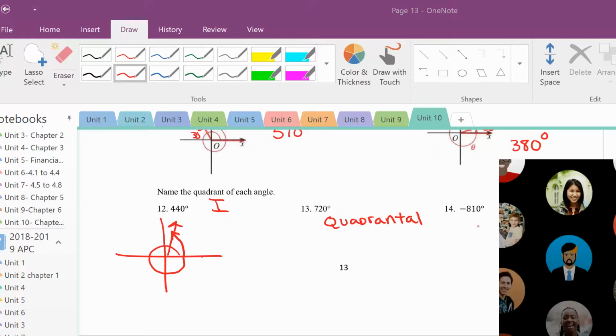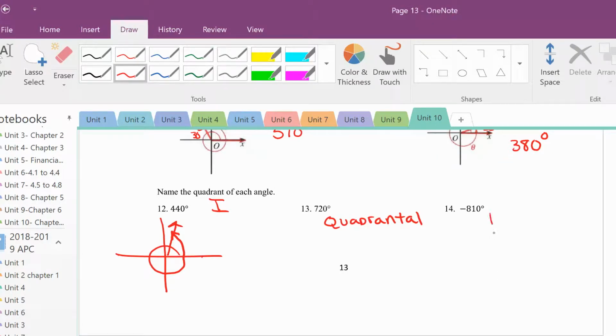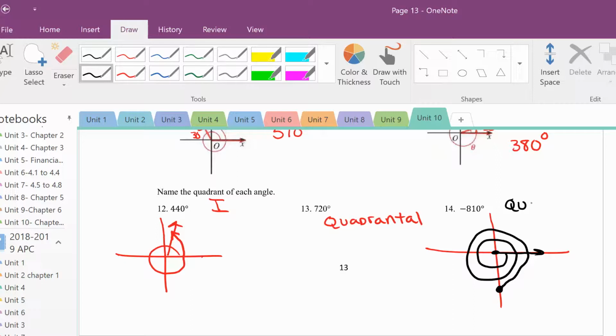Negative 810, so negative 810 goes around once, goes around twice, and then 90 more lines up there, so it's also quadrantal.